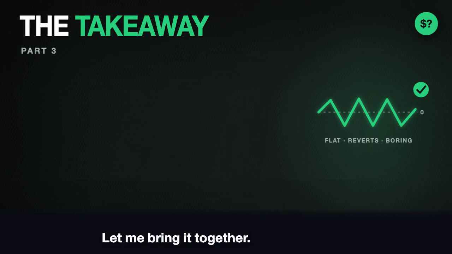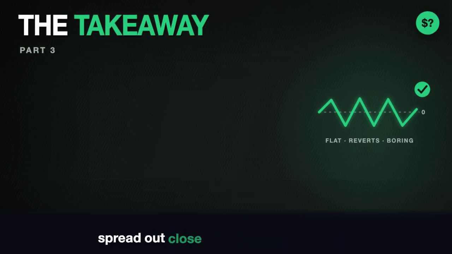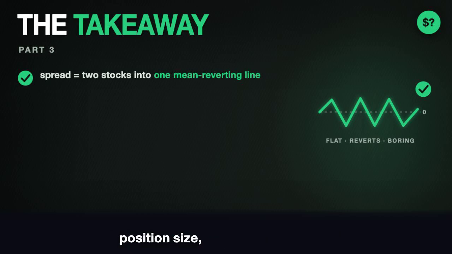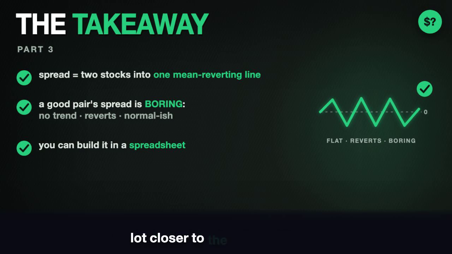Let me bring it together. The normalized spread turns two stocks into a single line that mean reverts around 0. And a good pair's spread is boring. No trend, always pulling back to the mean, spread out close to a normal distribution. You can build that line with nothing more than a spreadsheet. But remember its limits. This spread won't tell you your position size, and it won't give you a precise return. So next episode, we go one level deeper. The log spread, the tool that finally answers size and returns. That's where this gets a lot closer to the real thing.